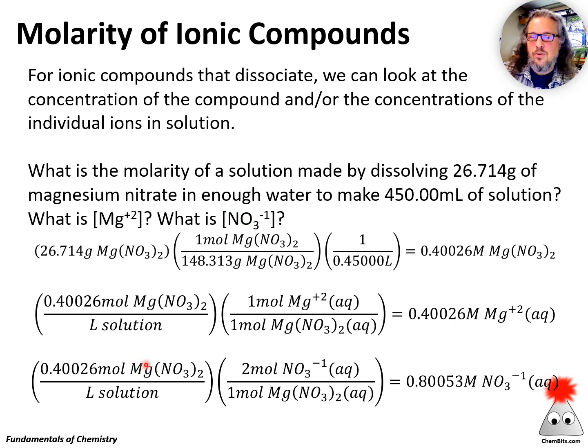What about nitrate? Well, again, it's a 0.40026 molar magnesium nitrate solution, but now every mole of magnesium nitrate that dissolves gives me 2 moles of nitrate ions. So the concentration of nitrate ions in this solution is 0.80053 molar nitrate ions. So when we're talking about ionic species and ionic solutions, we can have multiple different ways to describe the concentration, depending specifically on what we're interested in.